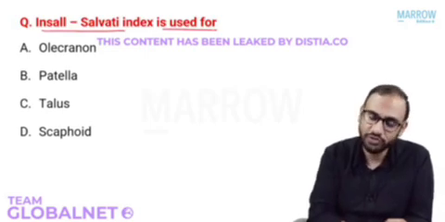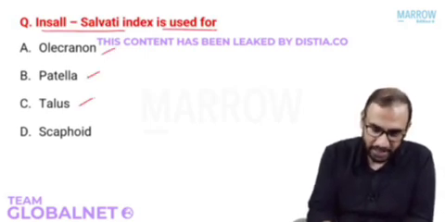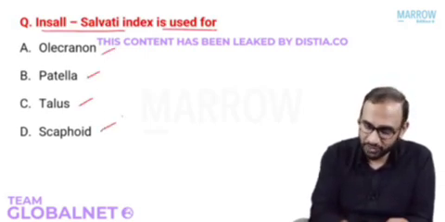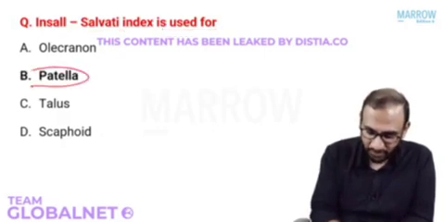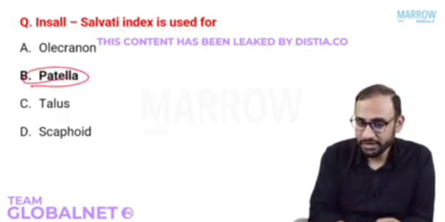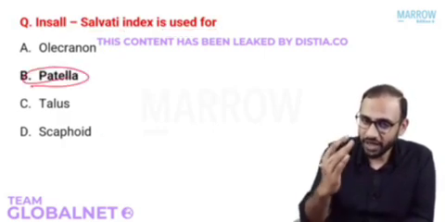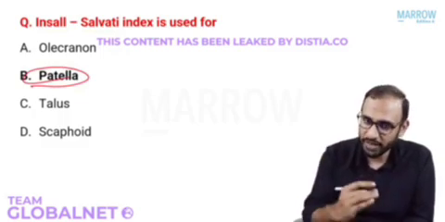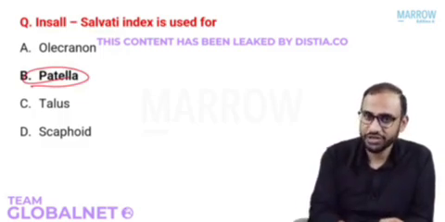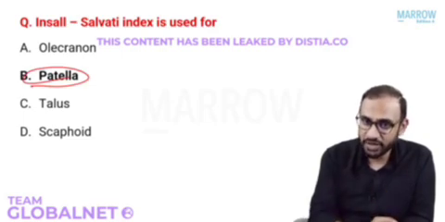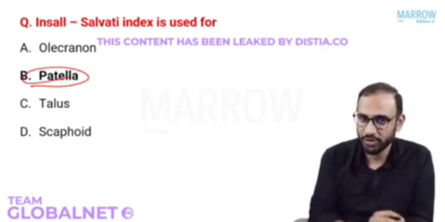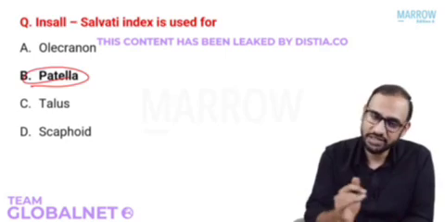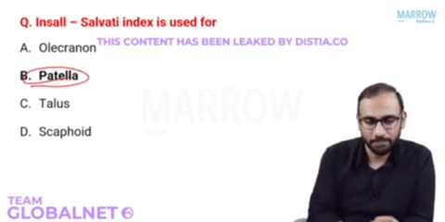Insall-Salvati index is used for olecranon, patella, talus or scaphoid. It is used for patella. Why? To assess whether the patella is high riding or low. Patella alta or patella baja. Patella alta is high, patella baja is low. Patella alta will lead to recurrent dislocations of patella. Patella alta is when the Insall-Salvati ratio is more than 1.2. Patella baja is when the ratio is less than 0.8.